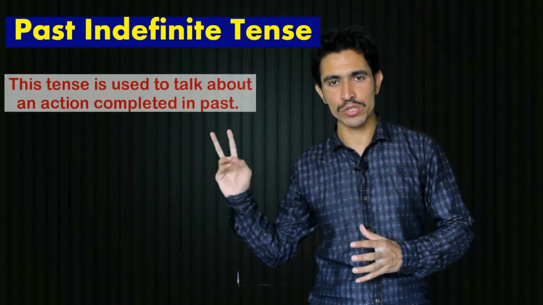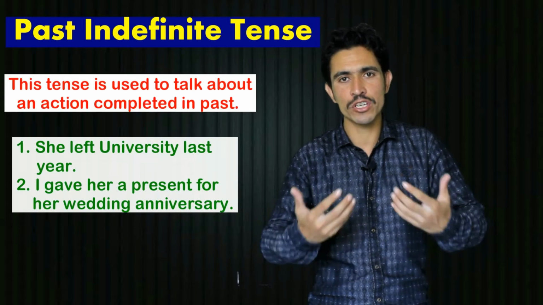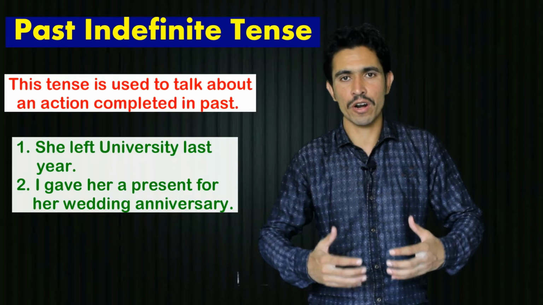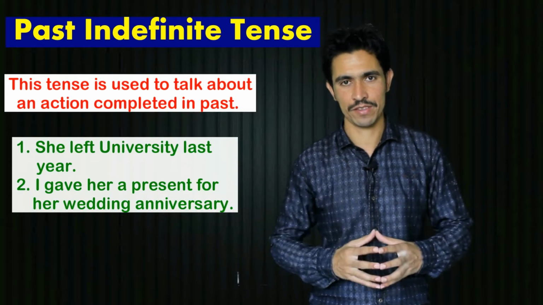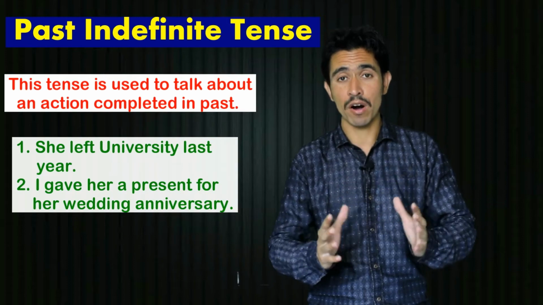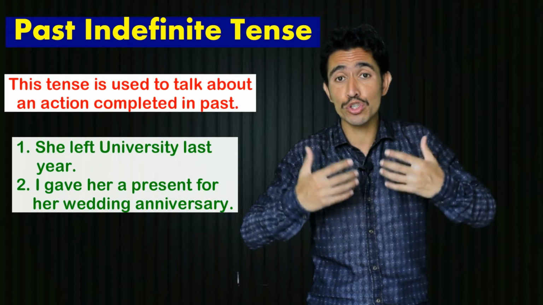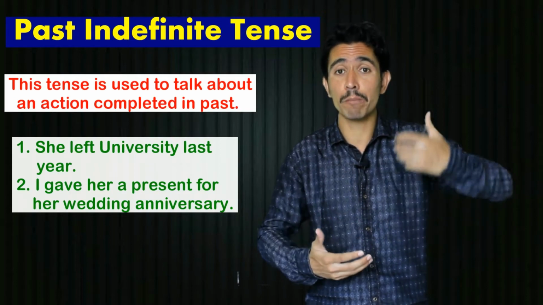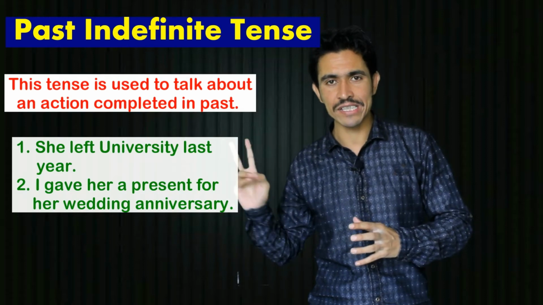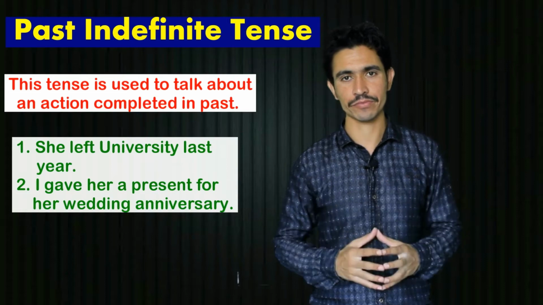Now look at these two sentences. She left university last year. I gave her a present for her wedding anniversary. So from these two sentences we can say that past indefinite or simple past tense is used to talk about an action completed in the past. These sentences show an action completed in the past.